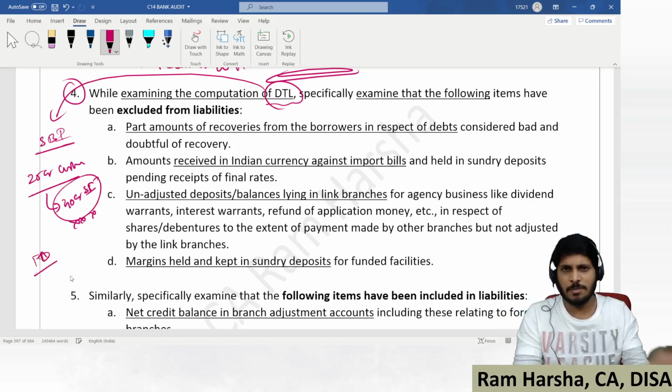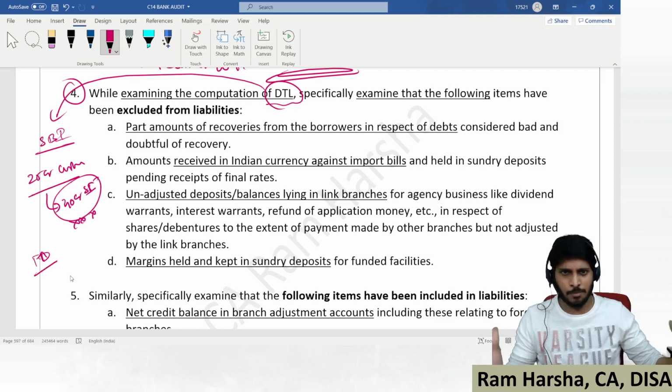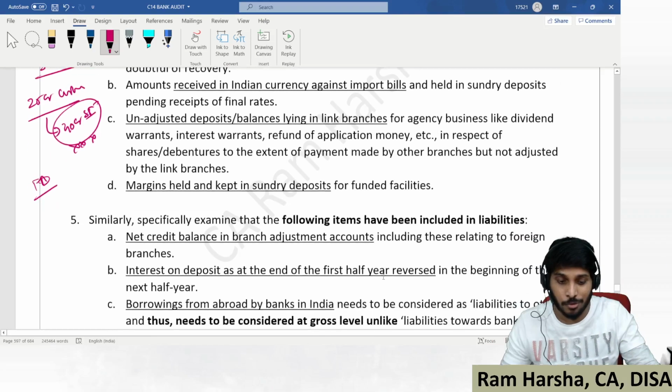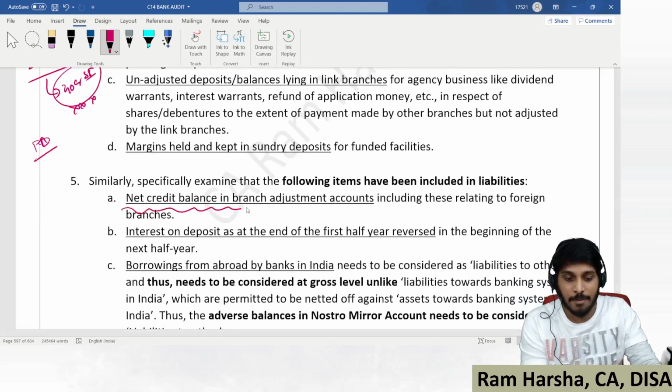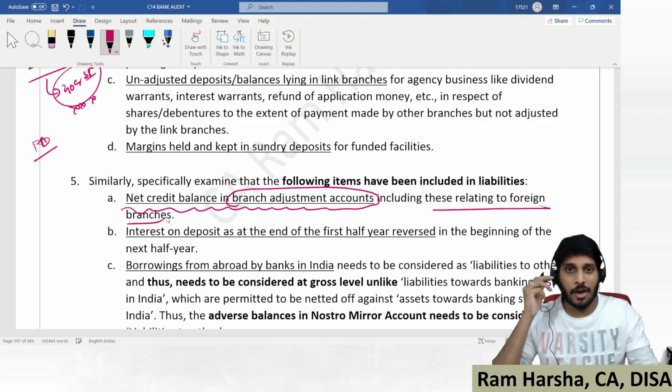Fixed deposits also will be there in State Bank of India, right? The total outstanding amount of fixed deposits is time liability. Both together are demand and time liability. In addition to that, you have to include some more: net credit balance in branch adjustment accounts, including foreign branches.